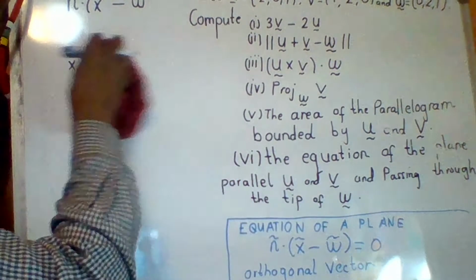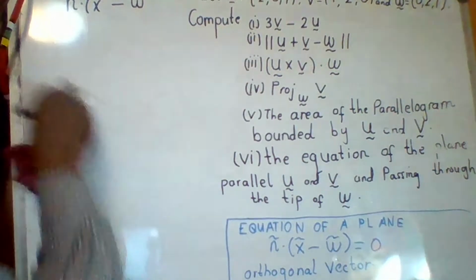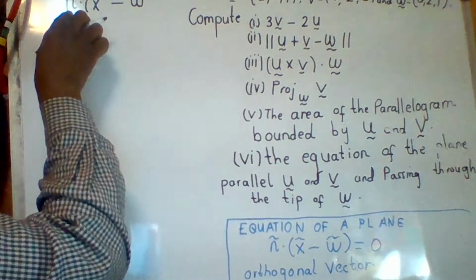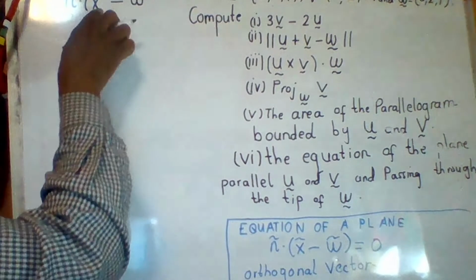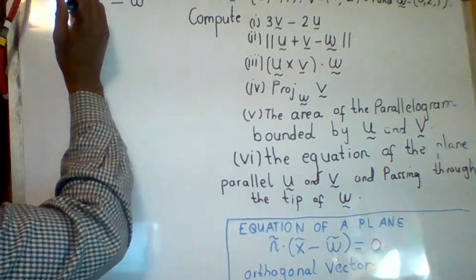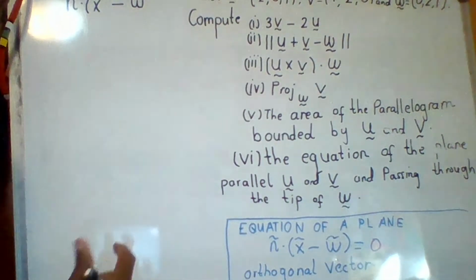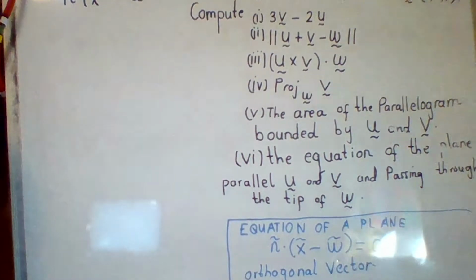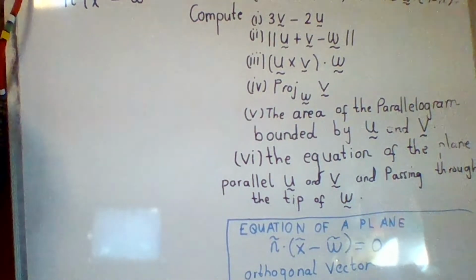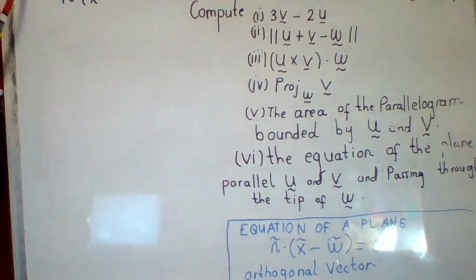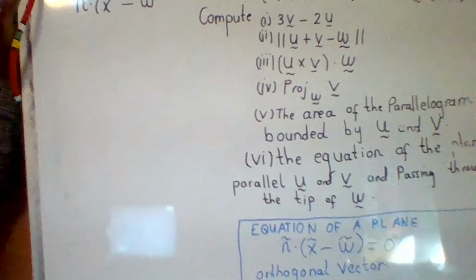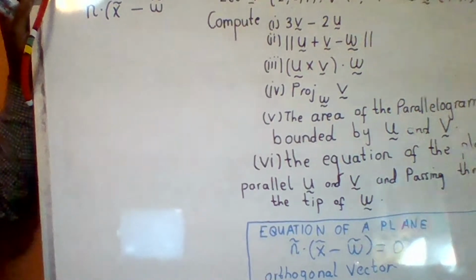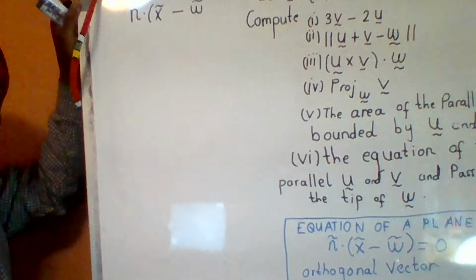But in this case, they say the equation of the plane parallel to u and v. I'll show you how to get that equation of the plane. This n represents the normal, and I'll show you how you're going to get that normal vector. And then this w depends on the question, on how they phrase it.